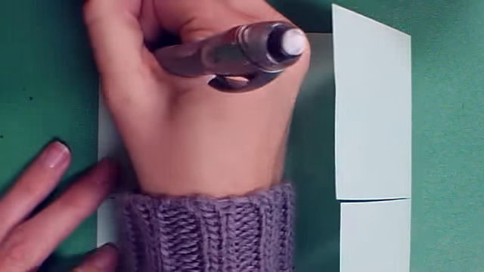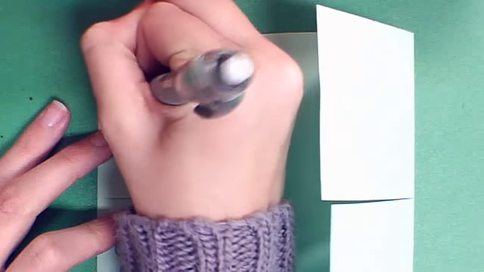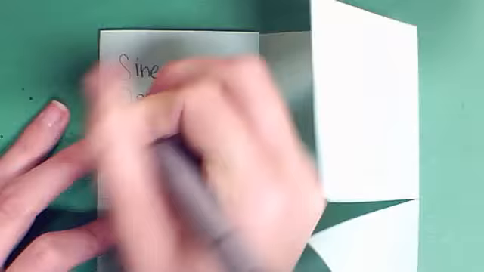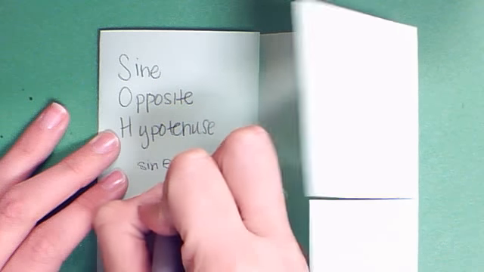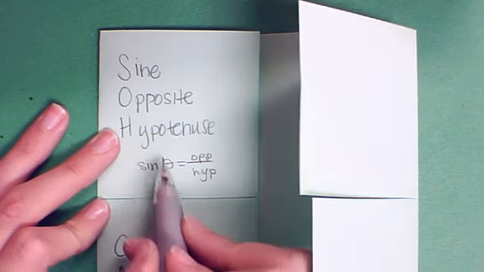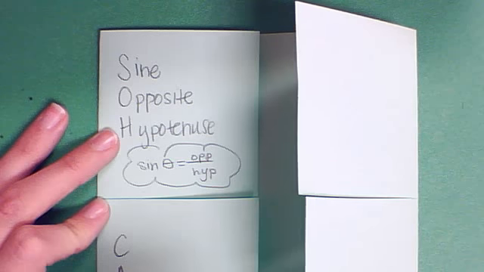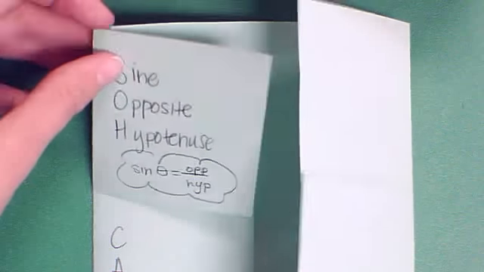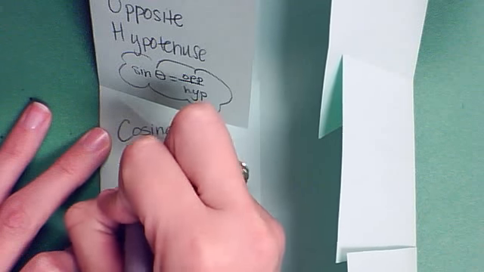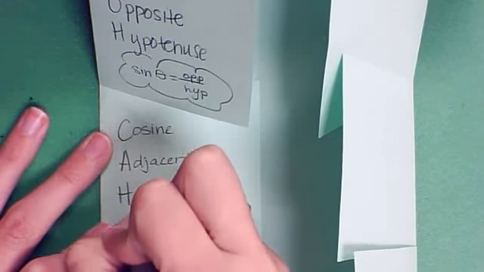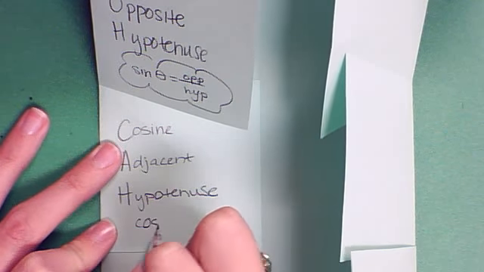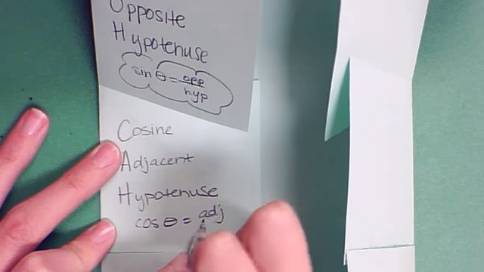But for the first one, S stands for sine, which is opposite over hypotenuse. The abbreviation is sin of theta equals opposite over hypotenuse. And that's something you'll want to use over and over again. The CAH, C-A-H, is for cosine, which is the adjacent over the hypotenuse. The abbreviation for that is cos of theta equals adjacent over hypotenuse.